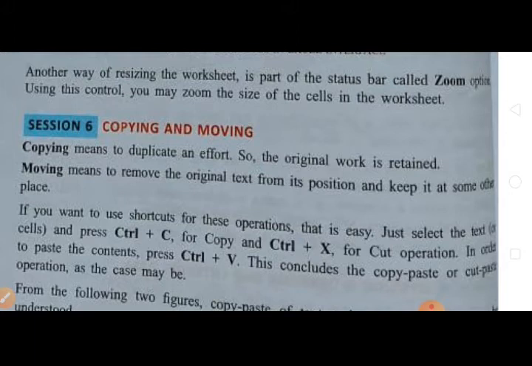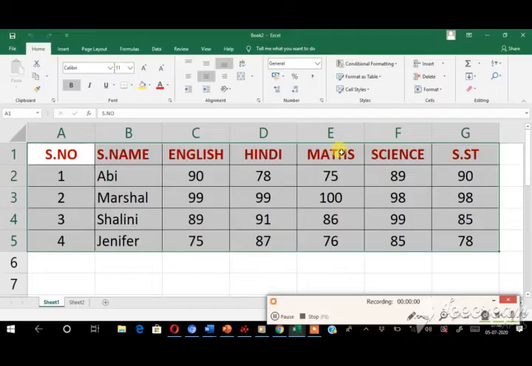If you want to use a shortcut for this operation, that is very easy. Just select the text and press Ctrl C for copy and Ctrl X for cut operation. In order to paste the content, press the Ctrl V key.